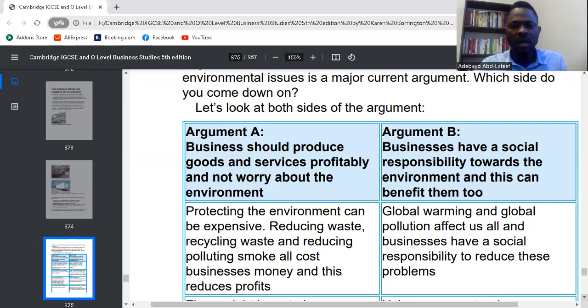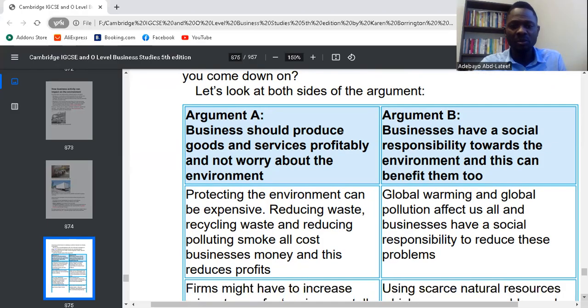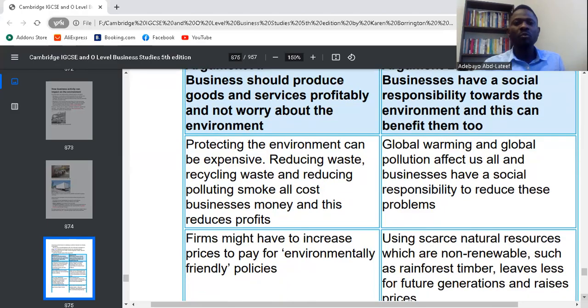Now argument A, argument B. Argument A: business should produce goods and services profitably and not worry about the environment. Argument B: businesses have a social responsibility towards the environment, and this can benefit them too. What they are bringing us to is to understand the case for businesses to just worry about profitability and consumer revenue instead of worrying about the environment. So business A doesn't have social responsibility, but business B has it. So let's see how it works.